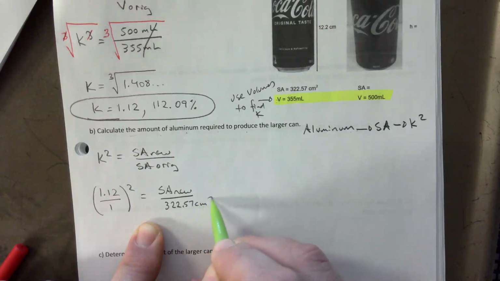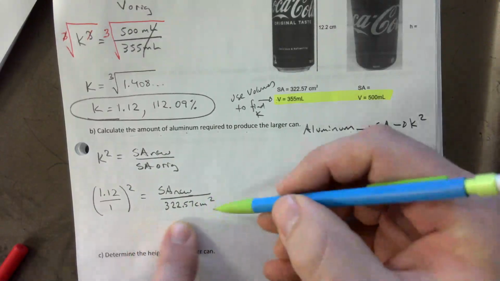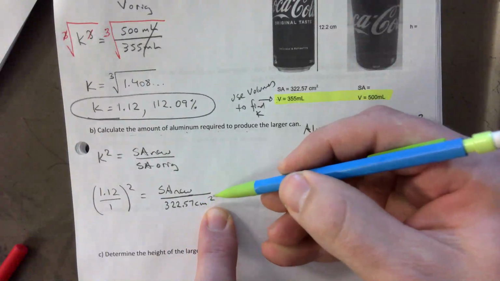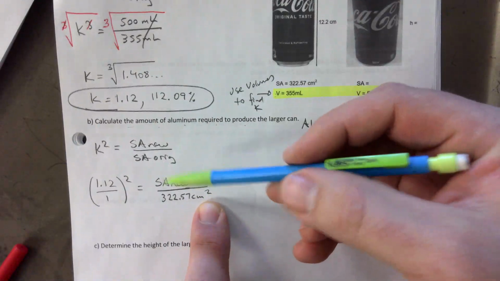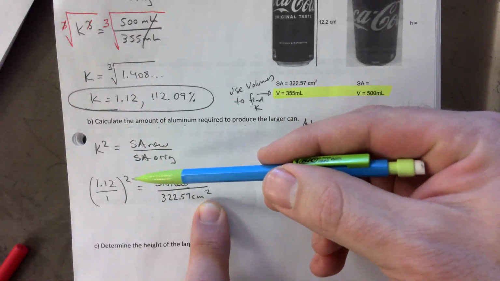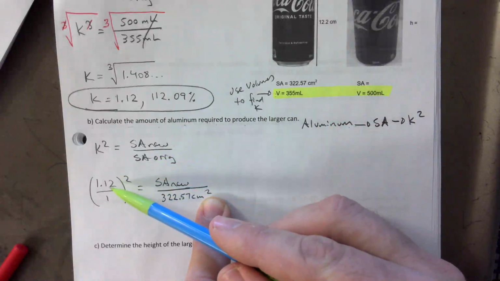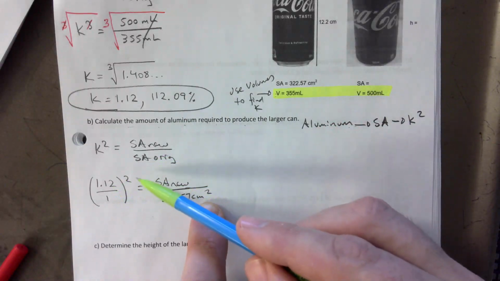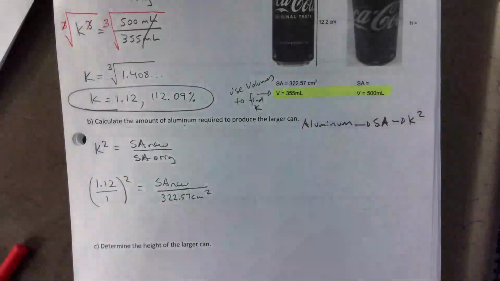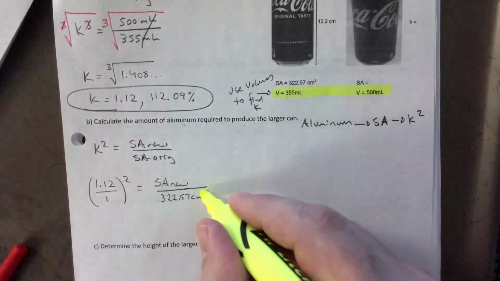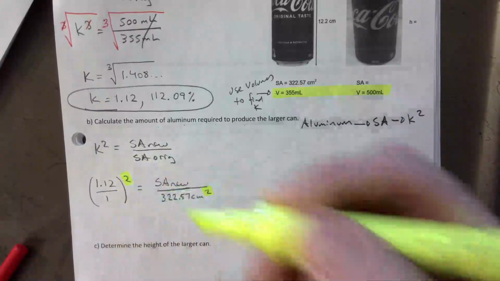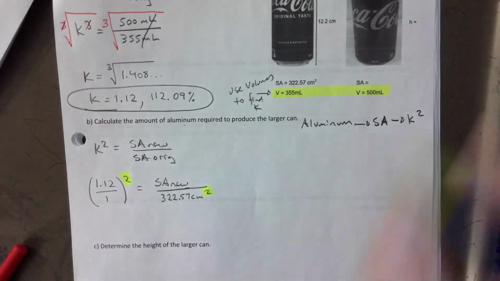322.57 centimeters squared. As soon as you write down centimeters squared, you should realize, oh, wait a minute, I should square my scale factor. I can't just use 1.12 as is. I have to square it. So that's another thing to watch out for. I'm going to highlight that part. As soon as you see that, you should be like, oh yeah, I got to match that by squaring it.